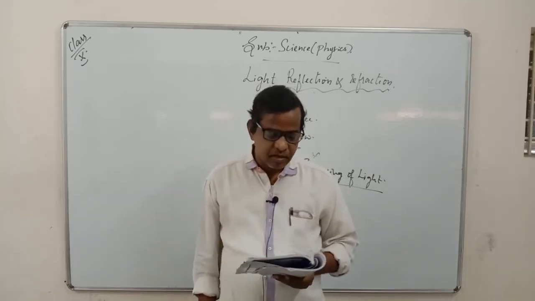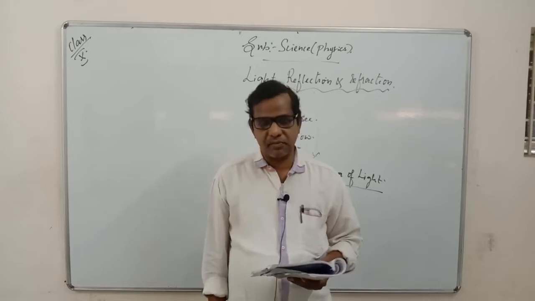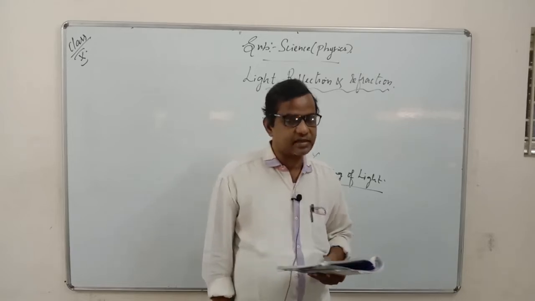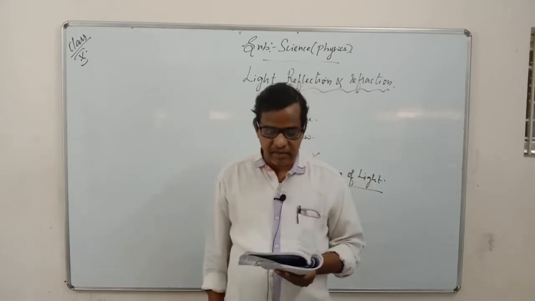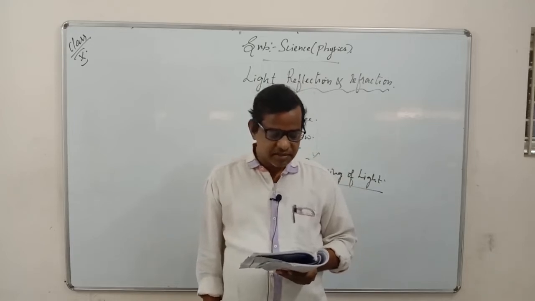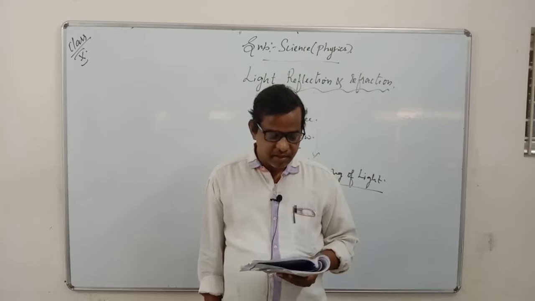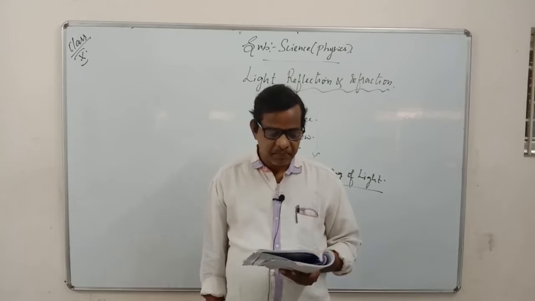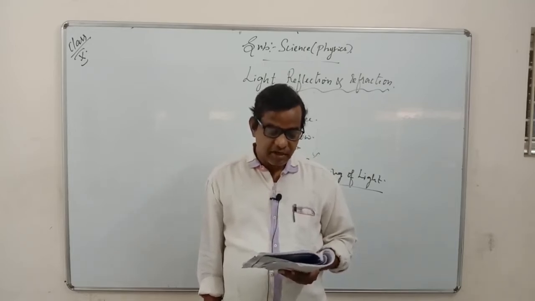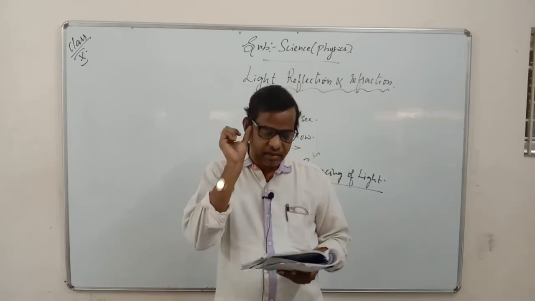Let us see. By a plane mirror we will get two types of images: virtual and erect. The size of the image is equal to that of the object. The image formed is as far behind the mirror as the object is in front of it. Further, the image is laterally inverted.